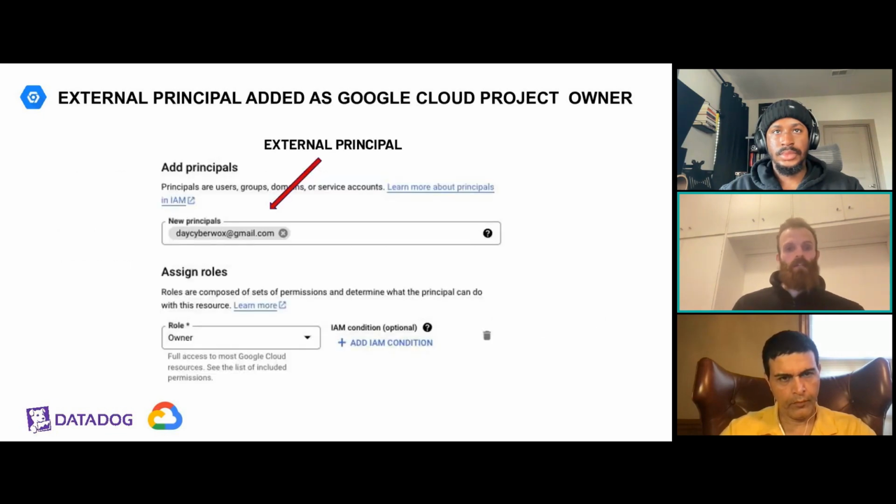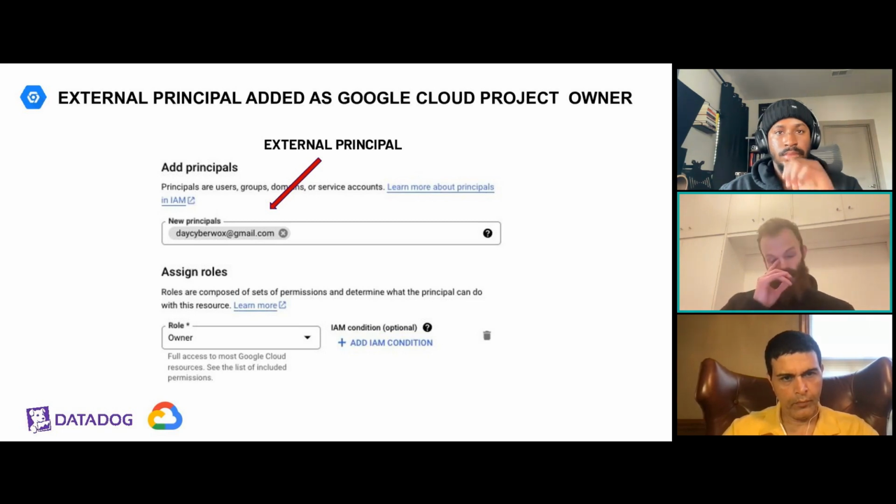So we're just going to look quickly at what this would look like. In this example, we're showing our attacker adding a Gmail address to this Google Cloud project. I should specify it's not limited to just Google mail addresses. It could be any domain that's been registered under a Google account.